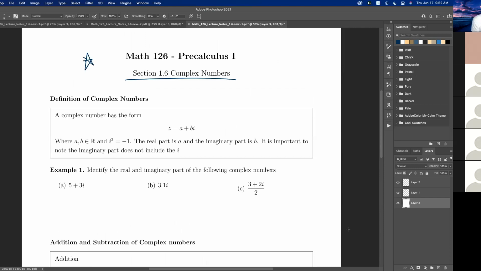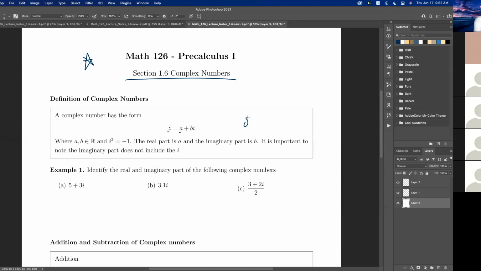Complex numbers. All right, so we're going to talk about complex numbers. Complex numbers have the form z equals a plus bi, where both a and b are real. And we define i to be such that i squared is equal to negative 1.